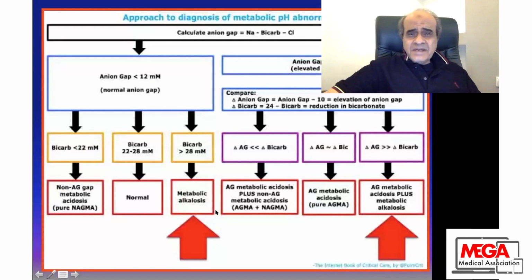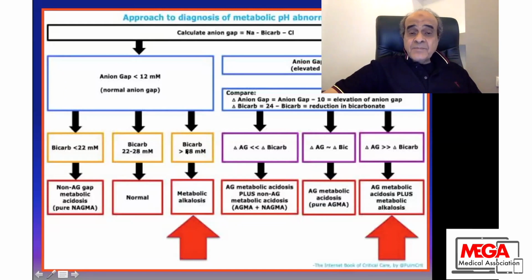This is a simple diagram showing you how to diagnose metabolic alkalosis or metabolic pH abnormalities. Calculate the anion gap for any patient you have: sodium minus bicarb and chloride. If it is normal, less than 12 millimole, this is a normal anion gap. If bicarb is less than 22, this is a pure non-anion gap metabolic acidosis. If bicarb is from 22 to 28 millimole, this is a normal anion gap.